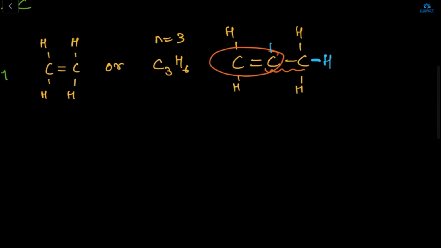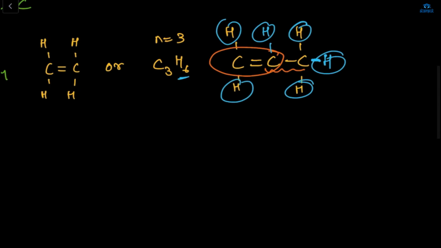Here also H and here also H. That then only it becomes H6: 1, 2, 3, 4, 5, and 6. This carbon is having four bonds: 1, 2, 3, 4. This is having four, 1, 2, 3, and 4, and this is also having four. Now this is your C3H6.